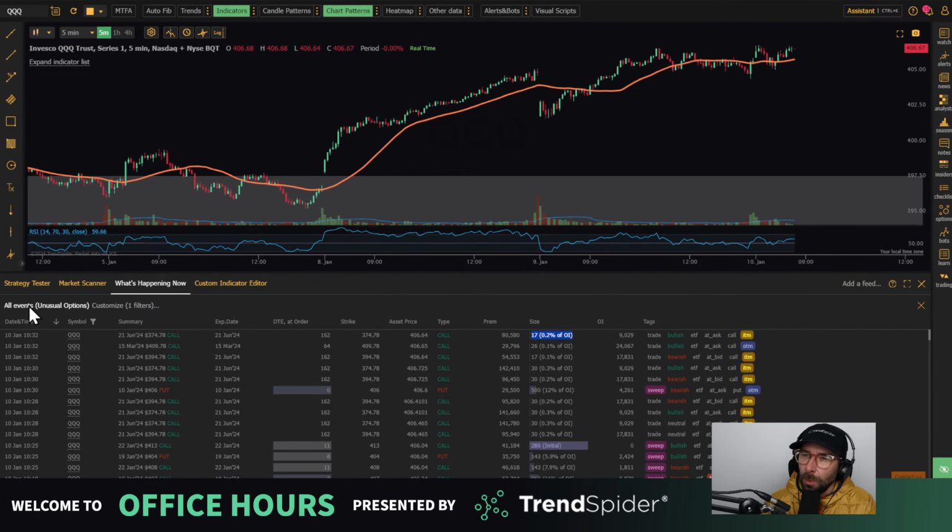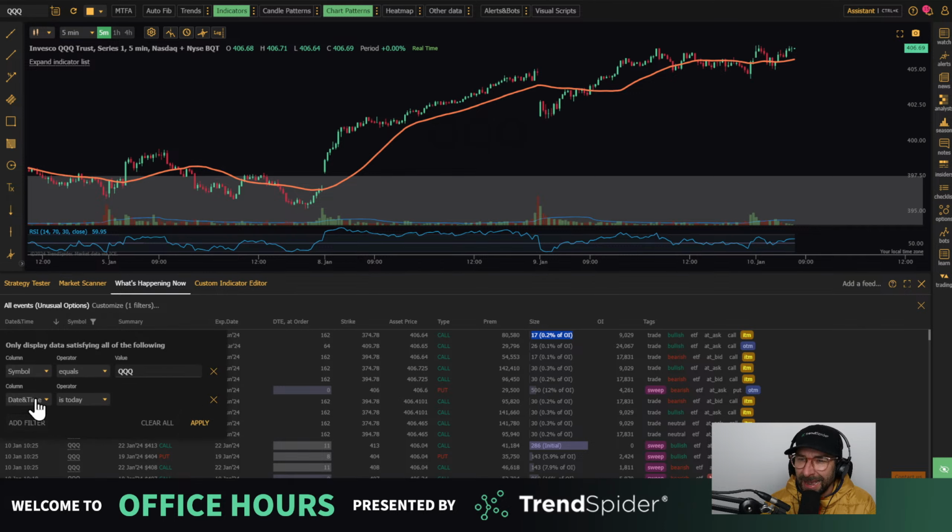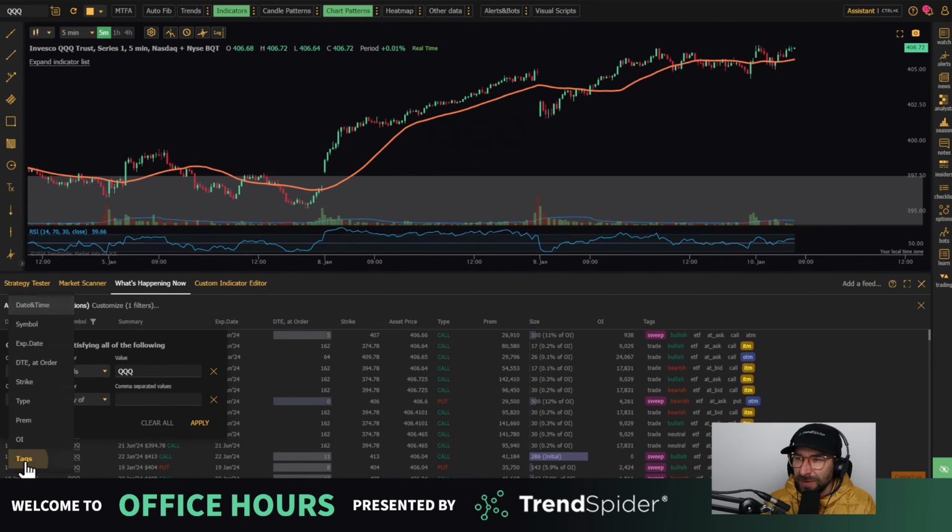By searching the assistant for all the unusual options, we can filter them in some unique ways. If you hover over the title of each column, you've got these three vertical dots. Click on that, go to filter, and say add filter. You can filter by all of these items, and do what makes sense for you. I always like to filter by the tags. I'll choose contains all of, and I'll say sweeps at the ask. The reason I'm specifically looking for sweeps at the ask is because this is conviction buying in one direction or another.